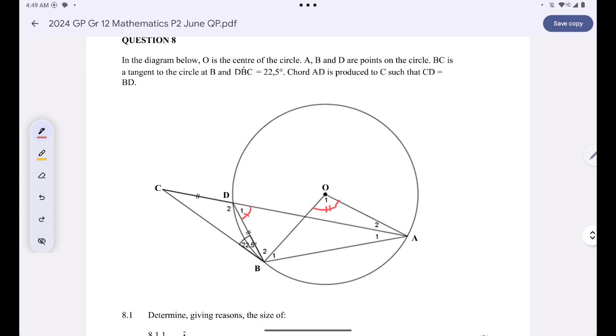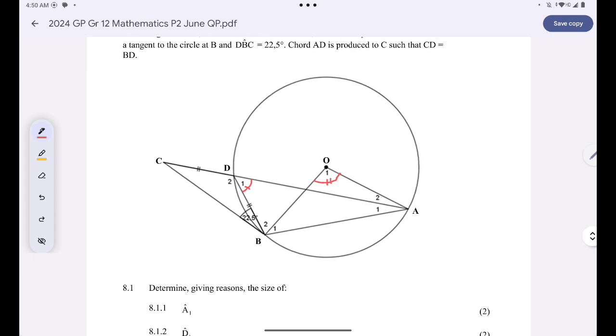Okay, let's continue. A, B, and D are points on the circle. BC is a tangent to the circle at B, and angle DBC is 22.5. Immediately when they tell me about a tangent, I need to focus on two theorems as well. The one that states that the angle between the tangent and the chord is equal to the angle subtended by the chord at the circumference. Are we together? Basically, it's the tan chord theorem.